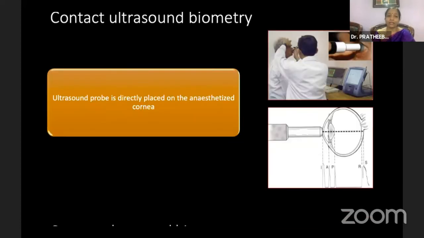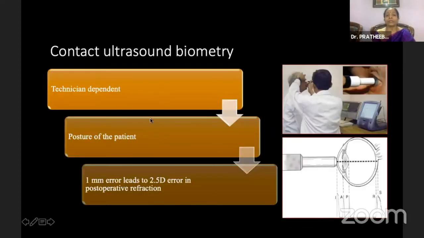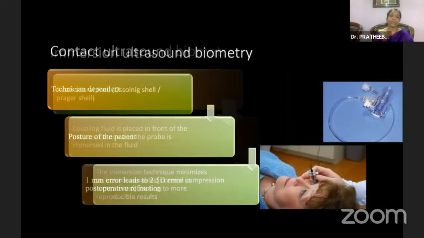But in contact ultrasound biometry, a lot depends on the technician. The technician has to be really experienced to avoid compression of the cornea with the probe. In case of compression of the cornea, there can be erroneous readings, which can give a false axial length and a false IOL power calculation. The posture of the patient is also very important. The patient has to look straight at a target. As I already told, a 1 millimeter error can cause a 2.5 diopter difference in the postoperative refraction.